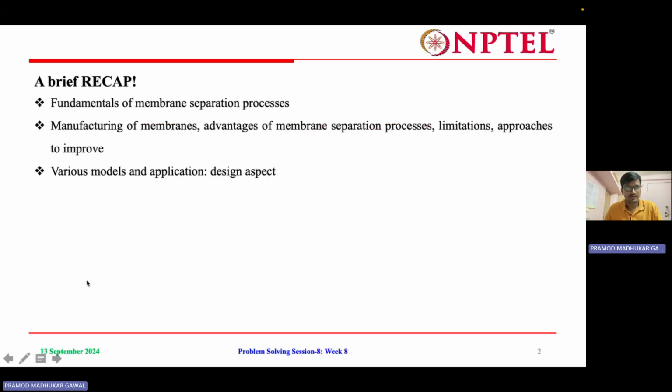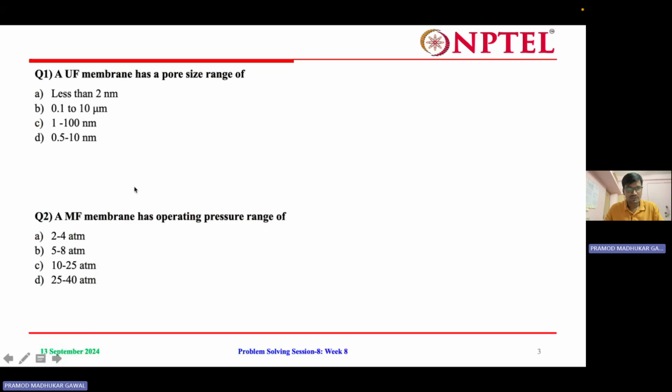So moving ahead, here is a brief recap: fundamentals of membrane separation process, manufacturing of membranes, advantages of membrane separation processes, limitations, approaches to improve, various models, and application design aspects. I think all of you have gone through the week 8 lectures available on the SIM portal. Based on that, I am going to take problems, including MCQs and numericals.